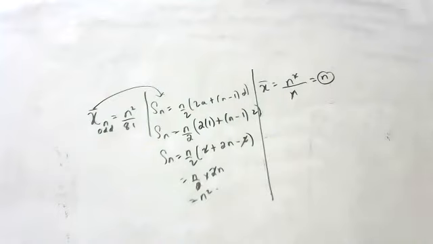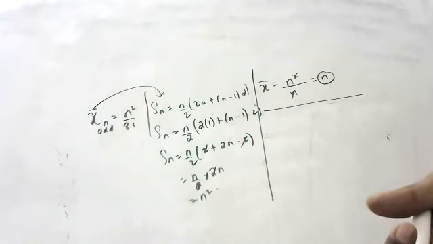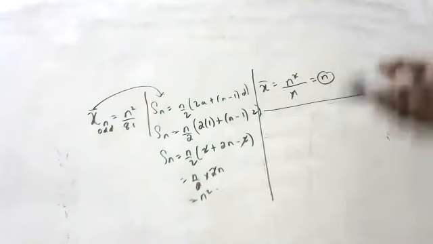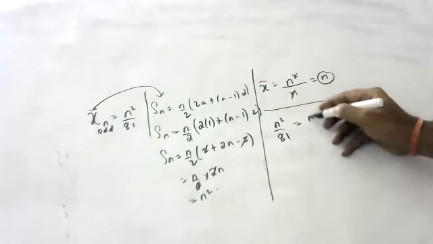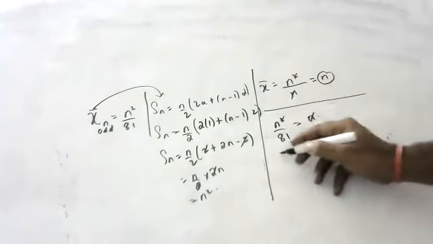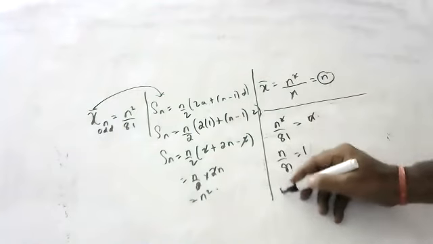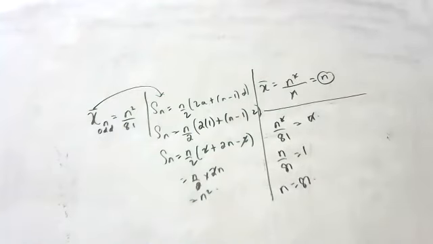Can you repeat the question once again? The mean of the first n odd natural numbers is n square by 81. Then n is equal to how much? We have to find the value of n, sir. So n square by 81 is equal to n, which we got. This cancels, n by 81 is equal to 1. N is equal to 81.